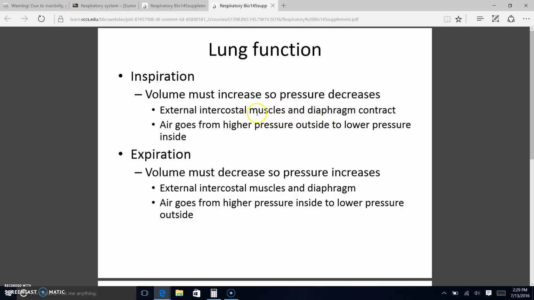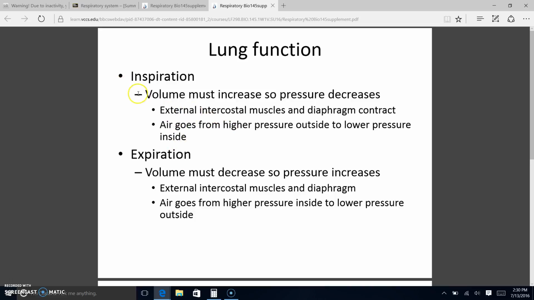Now, if I create more volume, then my pressure is less. So what I've done is I've made the pressure less inside of my thoracic cavity so that the pressure of the air outside is higher, and therefore the air molecules will move from the higher pressure outside to the lower pressure inside of my lungs.